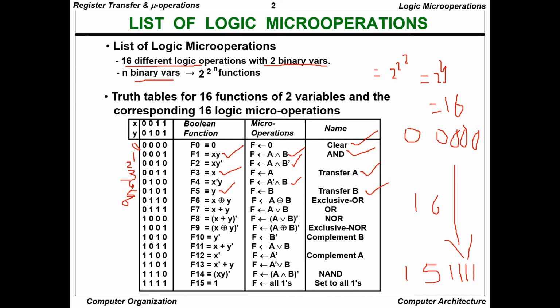So F6 equal to X XOR Y. This is the XOR symbol, right? So X XOR Y, so F tends to A XOR B. The operation is exclusive OR. This is the 7th micro operation for us.